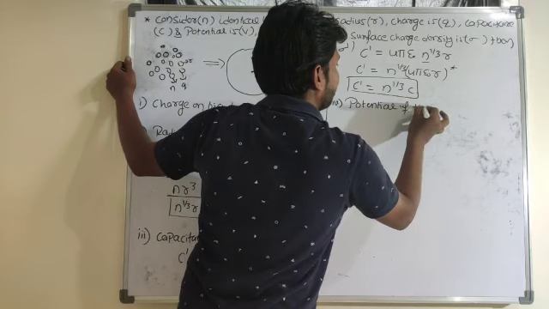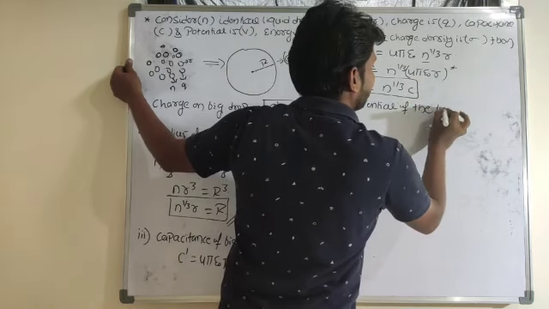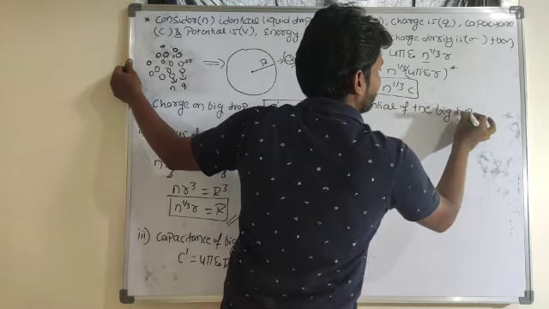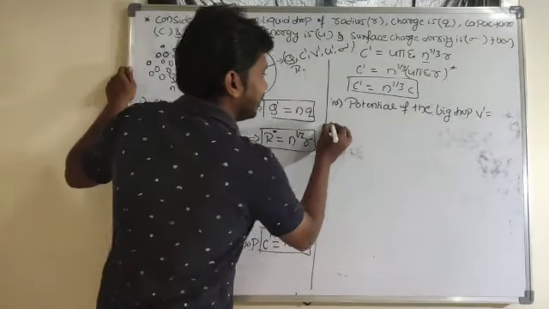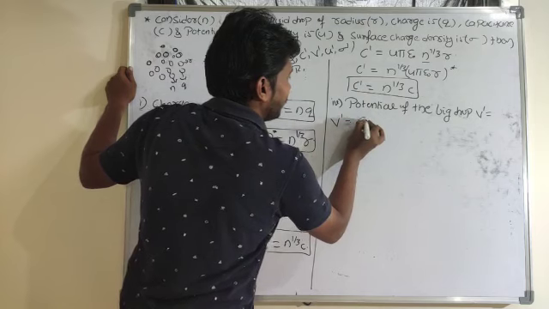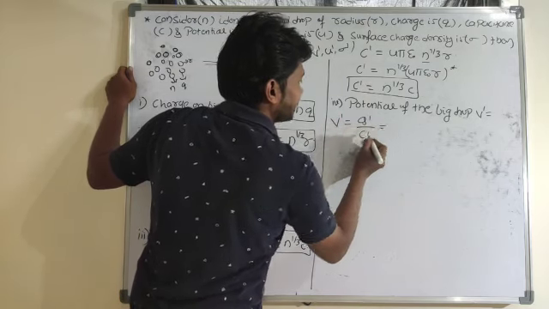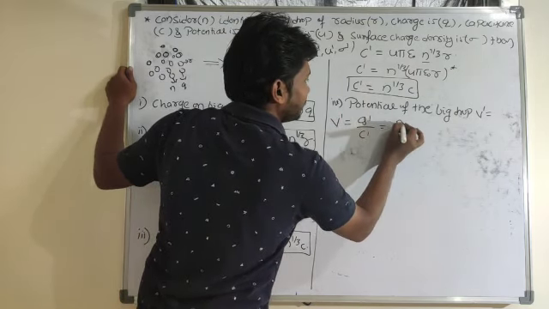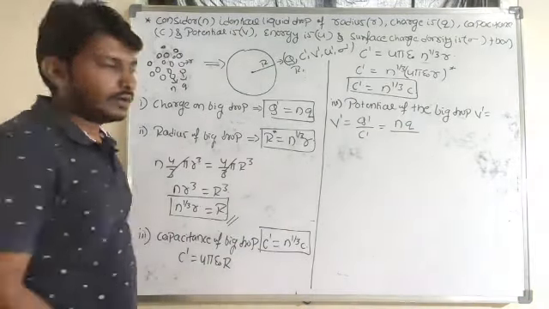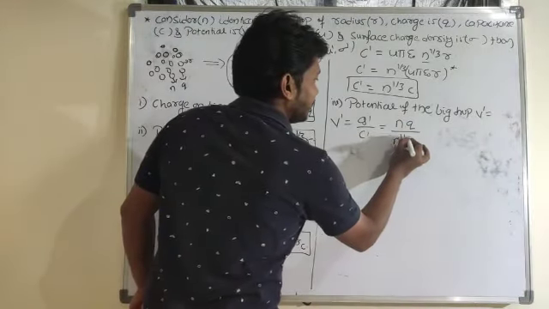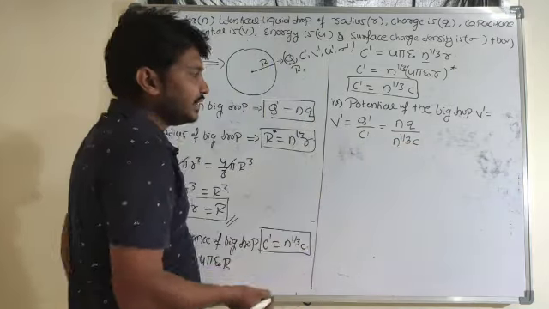Next I will consider the potential of the bigger drop. V dash is equal to what I need to find out. V dash is equal to Q dash divided by C dash. Q dash, or capital Q, is nothing but n into Q here. C dash is nothing but n to the power of 1 by 3 into C here.